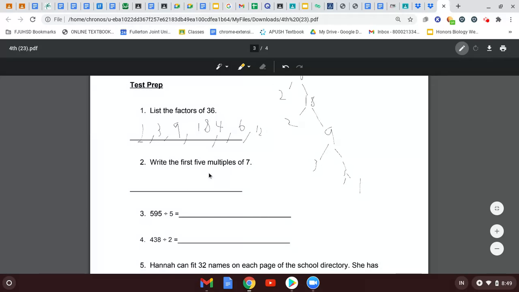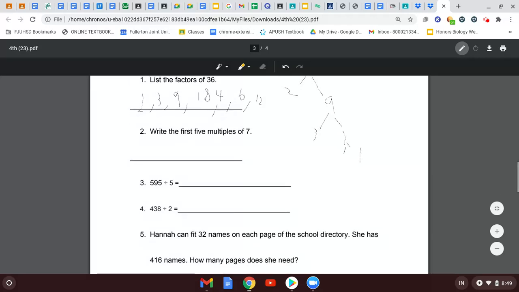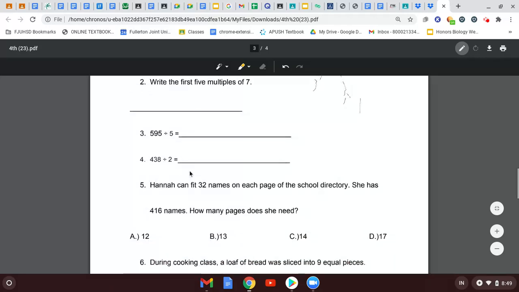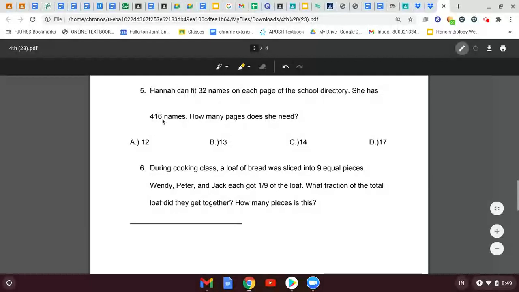Write the first multiples of 5. Okay, so this is just simple patterns. This is simple division, and I can fit 32 names on each page. 16 pages. This is also just simple division. We would divide 416 by 32.